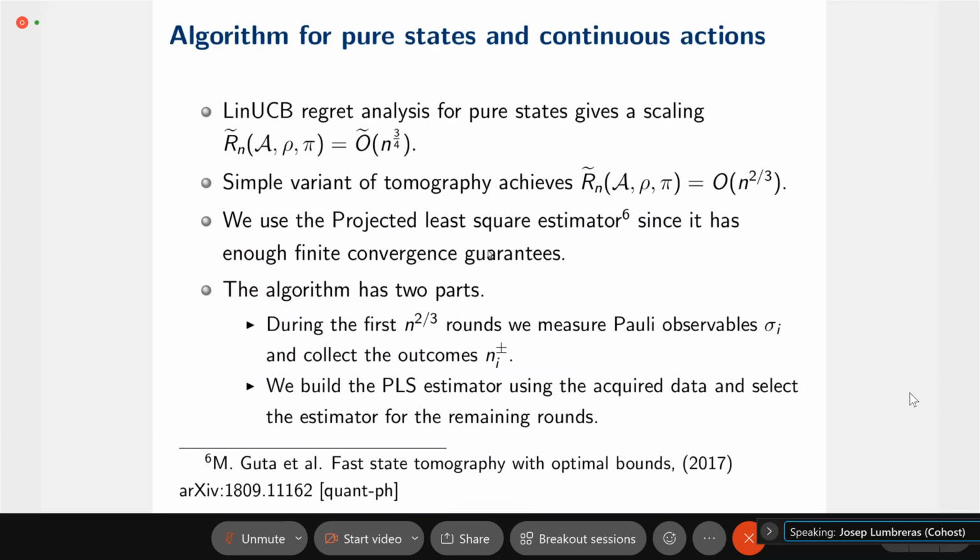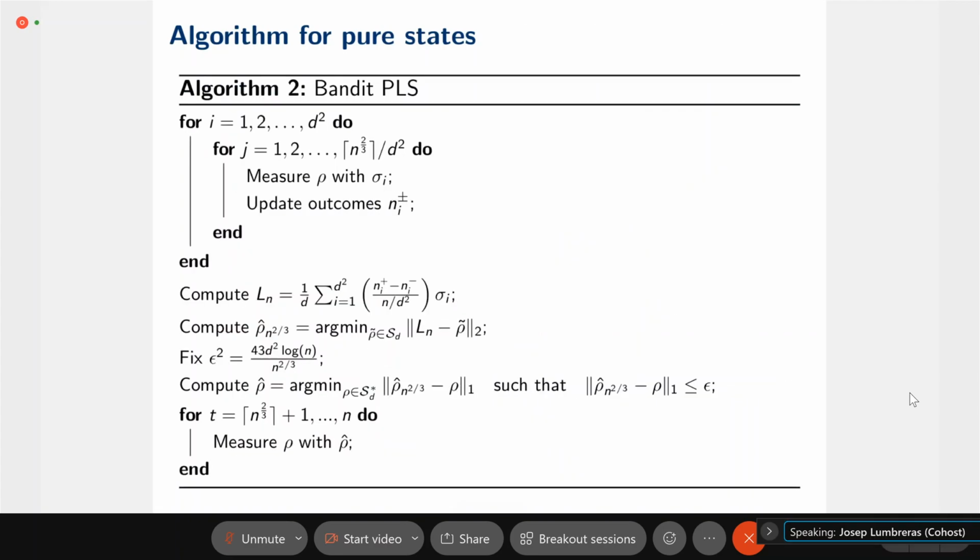During the first n to the 2/3 rounds, it just performs Pauli observable measurements of the unknown quantum states. So here we don't care about exploring or exploiting. We only perform measurements. And after collecting this data, we build an estimator for the unknown quantum state, and we ensure that this estimator is pure. When we have ensured this, for the remaining rounds, we just play this estimator as our action, because our action set contains all rank 1 projectors, so this estimator is also in our action set. So yeah, here's a summary of the algorithm. Just 2 parts: the part of collecting the data from Pauli observable measurements, and then you just build the estimator and you play the same estimator at each round.